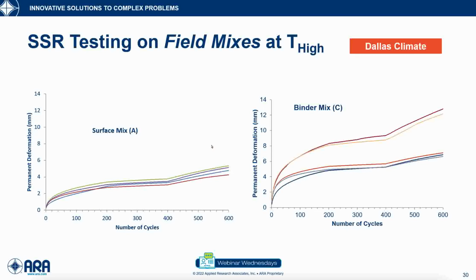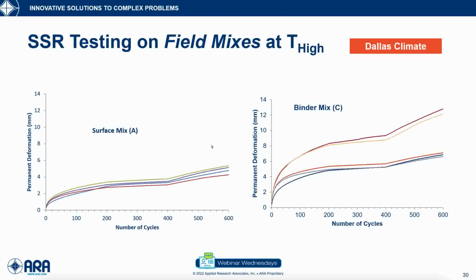Okay, so we're gonna conduct the SSR test for these mixes that we obtained from the airport: surface mix A and the binder mix or the base layer mix C, which is a soft one. And we're gonna conduct it at the high temperature and at the low temperature for the pavement structure at hand, and for the Dallas climate. And the climate of Dallas, Texas, is similar to the climate of the airport that we are dealing with.